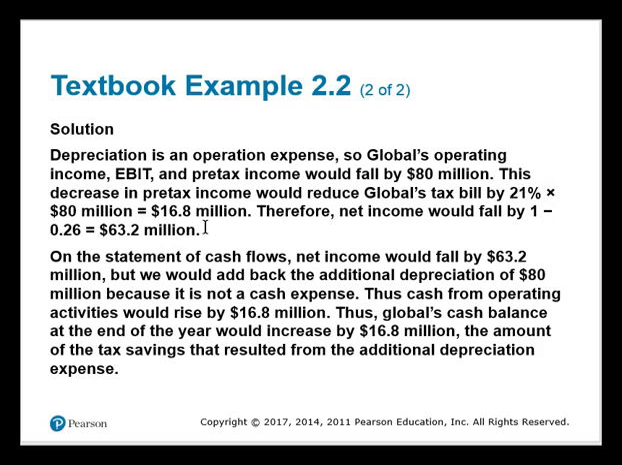On the statement of cash flows, net income again falls by this 63.2, but we need to add back the 80 million of non-cash expense, so cash from operating activities would actually increase by 16.8 million. So the cash of the company increases by the size of the tax reduction from the expense. You can see that being able to deduct anything from operating income flows back into the cash flows of the company.